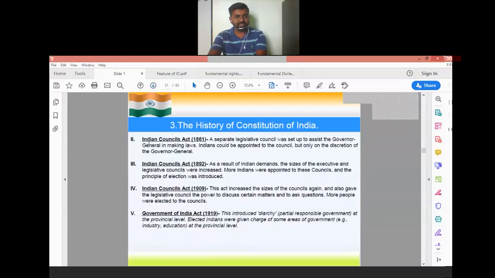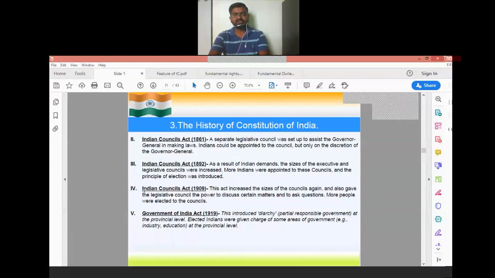The Indian Councils Act of 1861: a separate legislative council was set up for governance to make laws. Now Indians could be appointed as council members, in the year 1861. Then the Indian Councils Act of 1892, as a result of the Indians' demand, increased the size of the legislative councils. More Indians were appointed as council members, and elections were introduced.